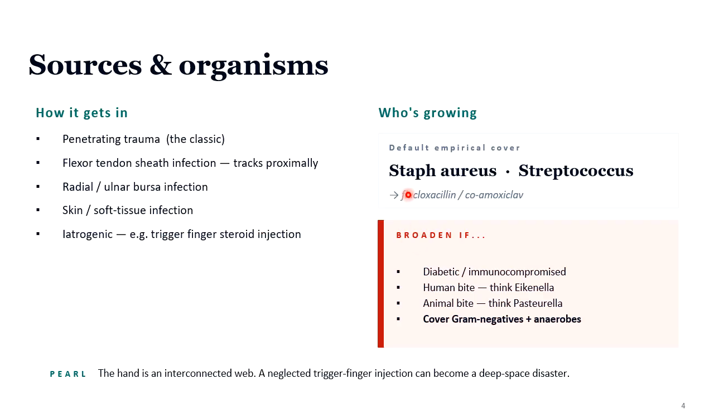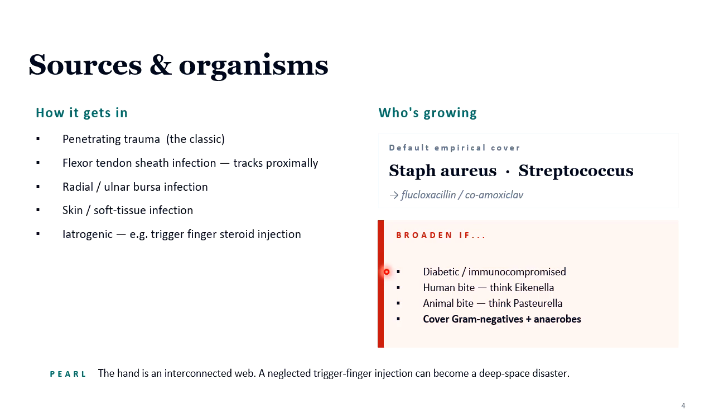The most common organism is, as for most infections in soft tissues and in orthopedics, Staphylococcus aureus. Streptococcus is a close second. The empirical antibiotics which generally cover these are flucloxacillin and co-amoxiclav. We can broaden the antibiotics to a second or third generation cephalosporin if the patient is diabetic or immunocompromised.